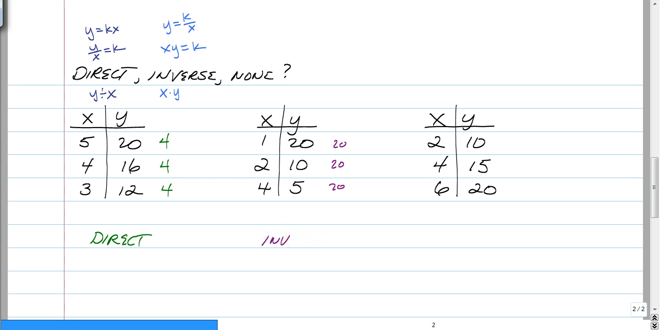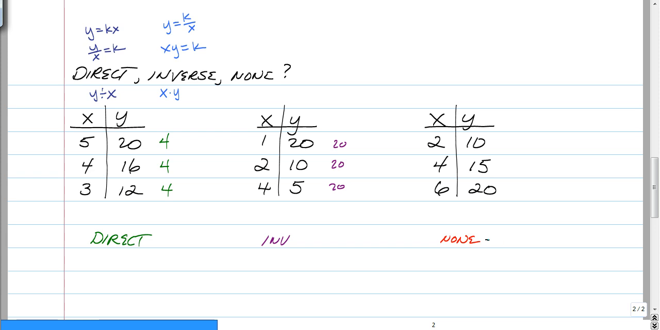Next example. Start out with division again. 10 divided by 2 is 5. 15 divided by 4 is not 5. So you erase and try again. 2 times 10 is 20. 4 times 15 is not 20. So it doesn't work for division or multiplication, so this is an example of none.